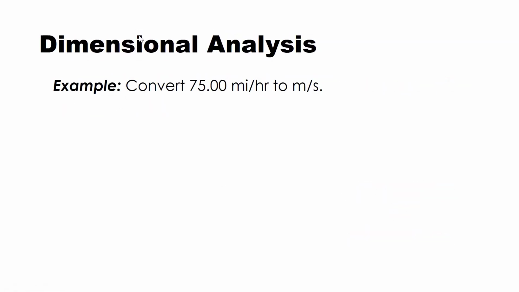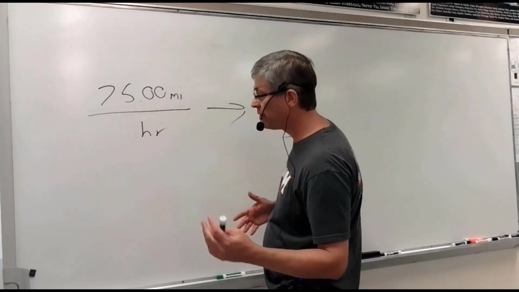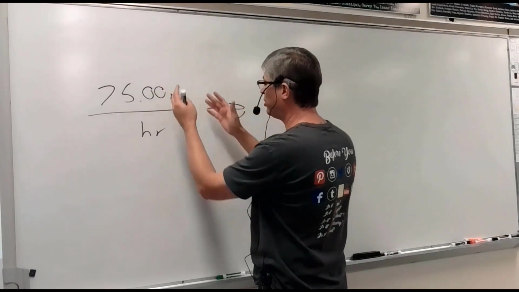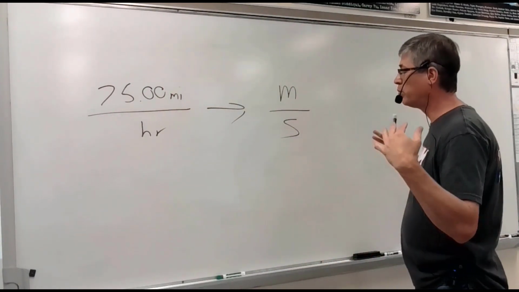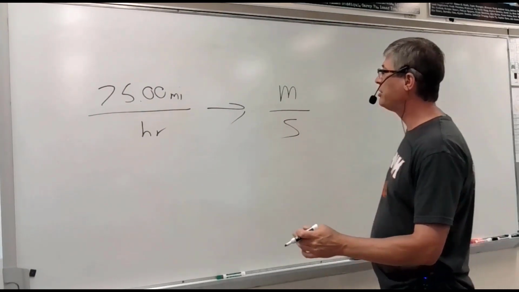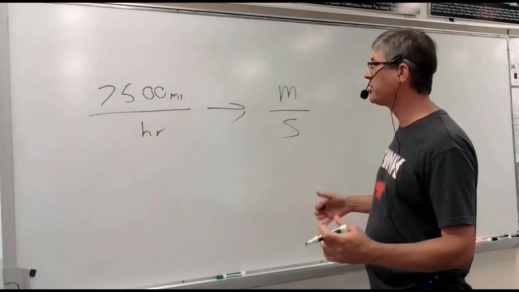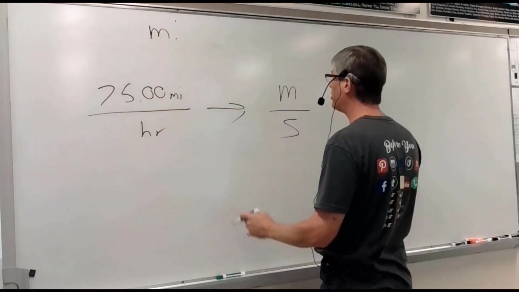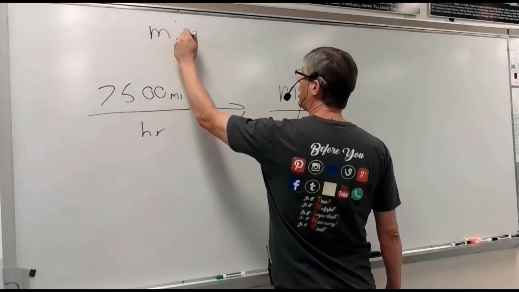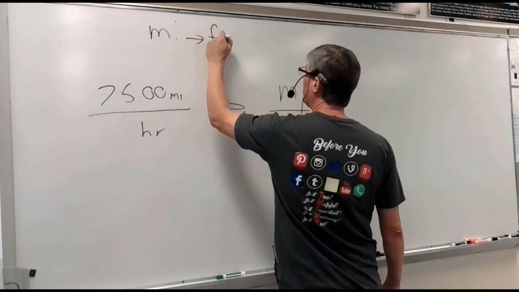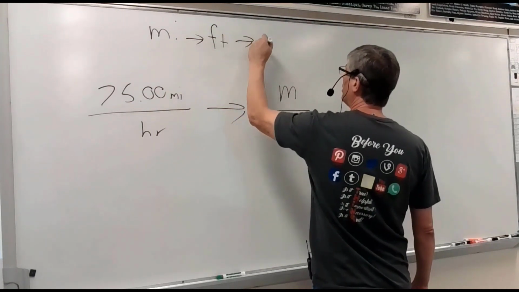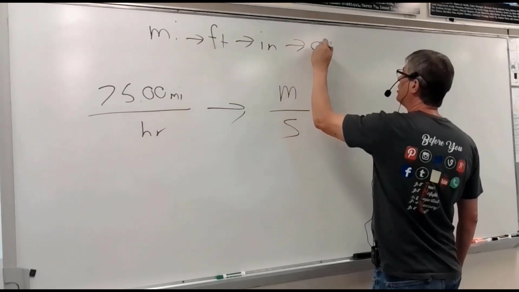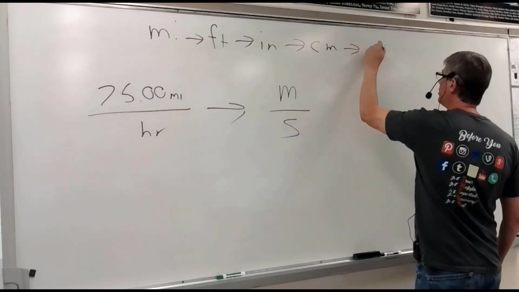The next problem in our notes is we have 75 miles per hour, and we're going to convert that to meters per second. So in this case, a little different than the last problem, we have a unit in the numerator and the denominator. So we need to come up with a plan. What I would like you to do, and this will help you not make silly little mistakes, is come up with a plan. We'll start with miles. We have to get to meters. So miles to feet to inches to centimeters to meters.